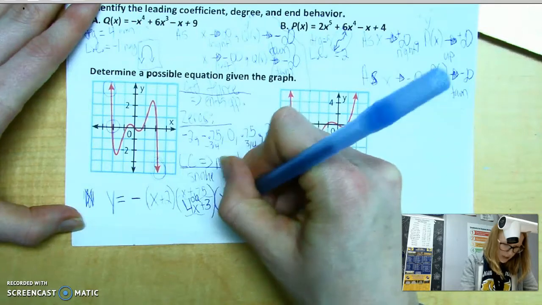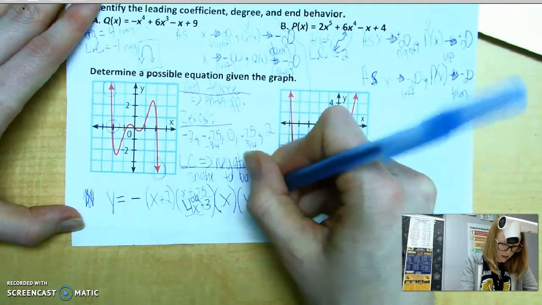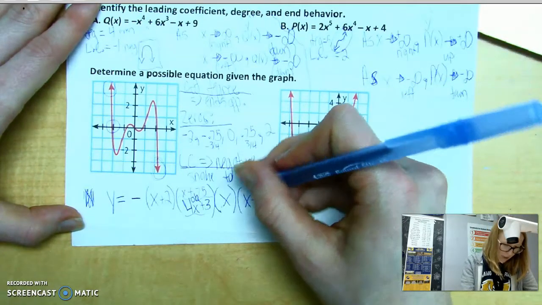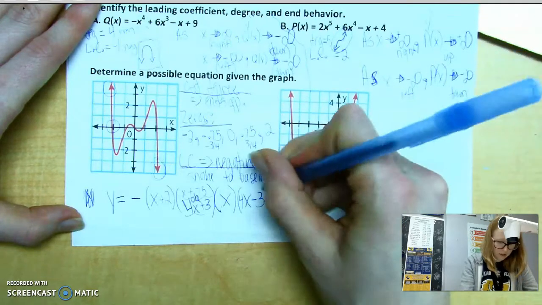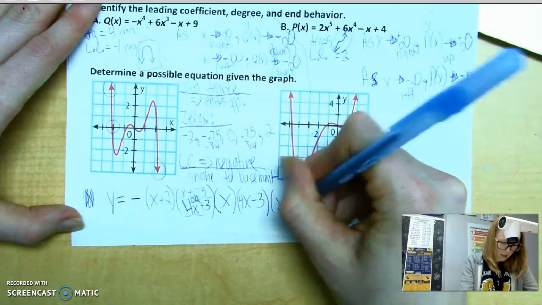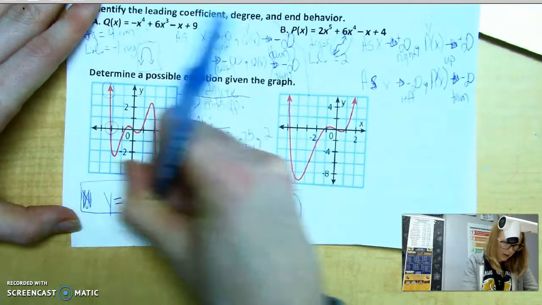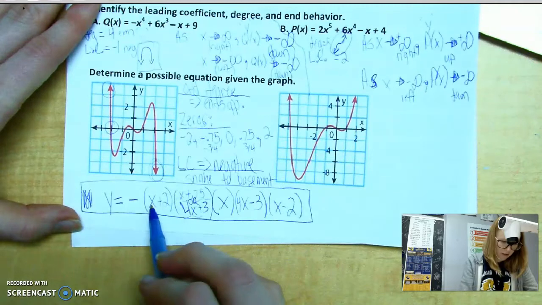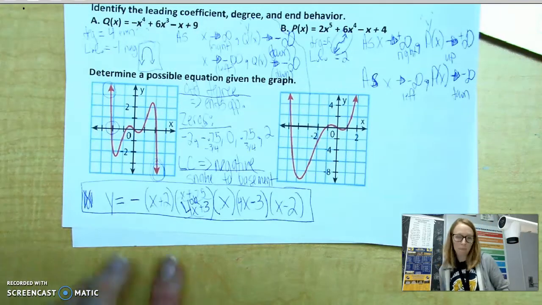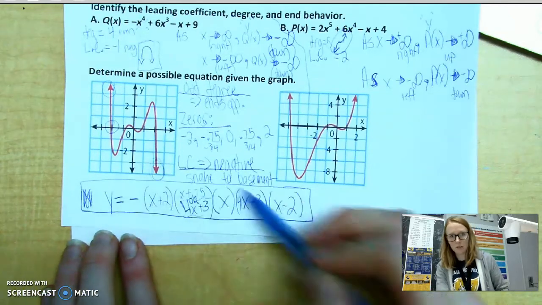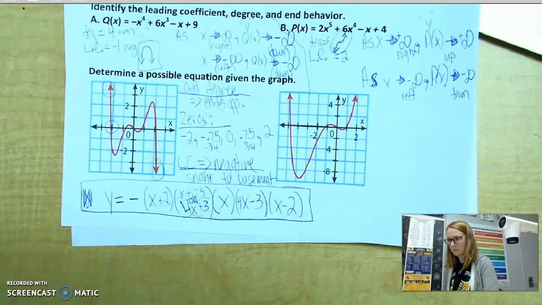And then here you do x minus 0, which is just x, then x minus 0.75, or I'm going to say 4x minus 3 because that's how I like to write it, and then x minus 2. So here is my polynomial that I just came up with. It's got 5th degree. I see 1, 2, 3, 4, 5 x's. And my leading coefficient's negative, so it should be going down as I go to the right.